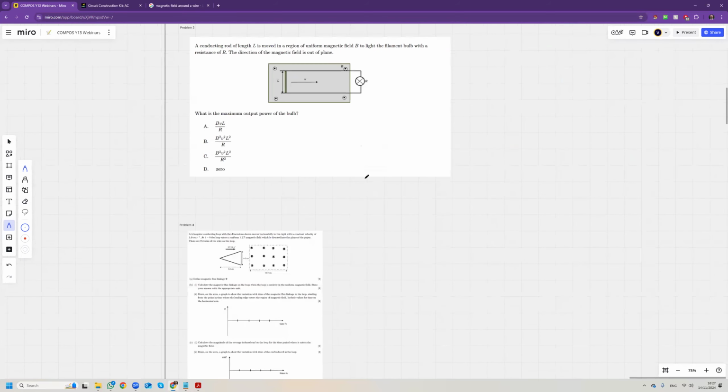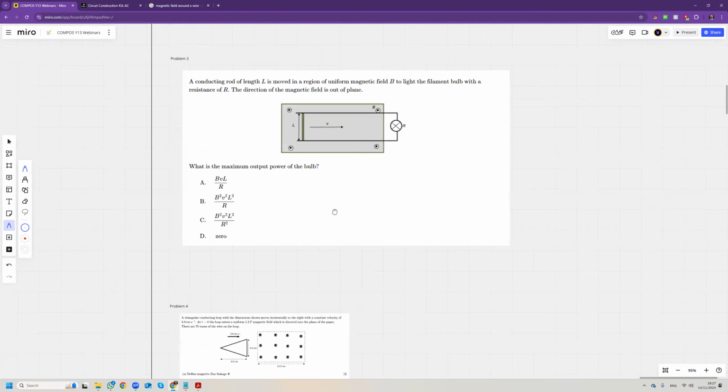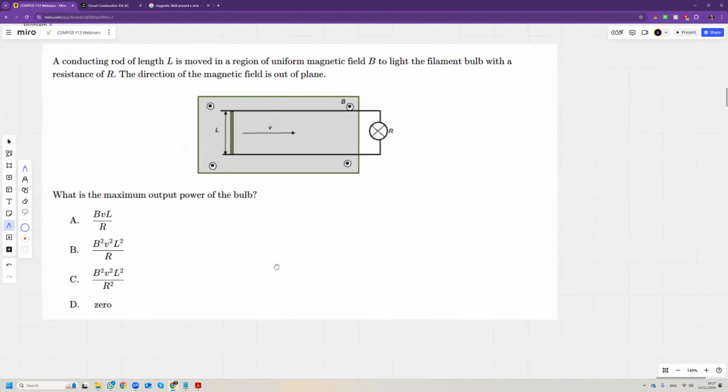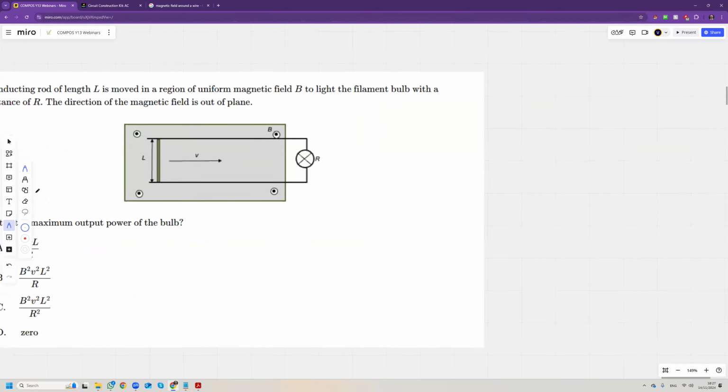Okay, problem 3. Problem 3 has two different solutions, and I'm going to go with both. Solution 1. First, motional EMF. And that's the easy one.